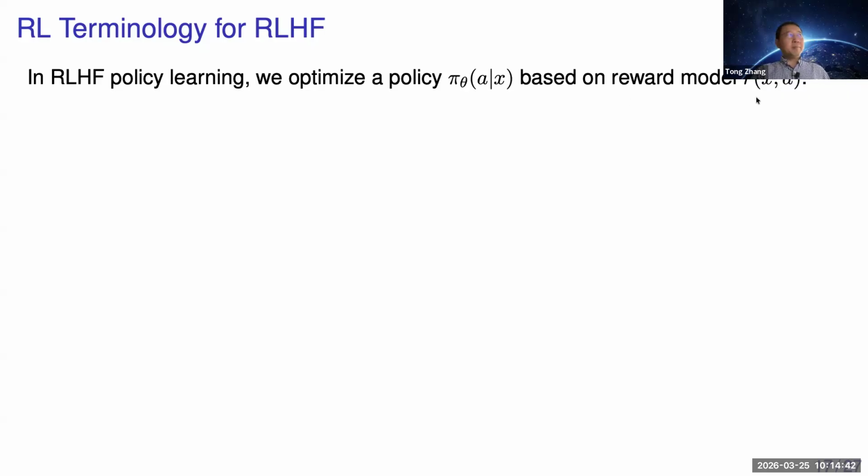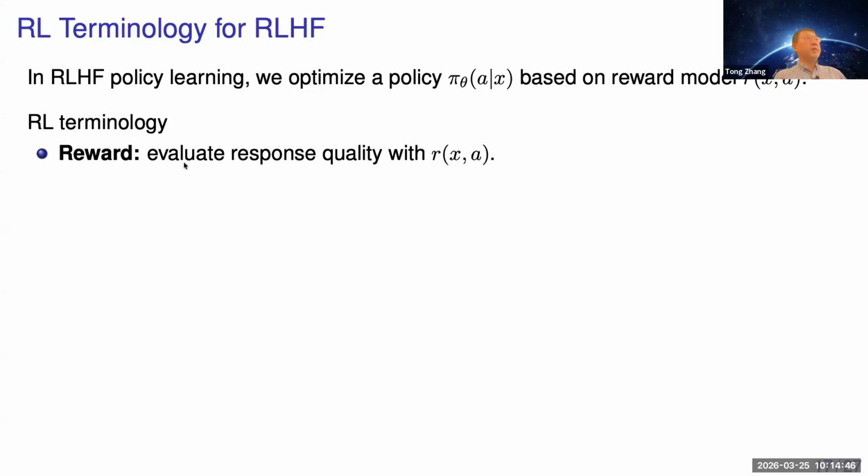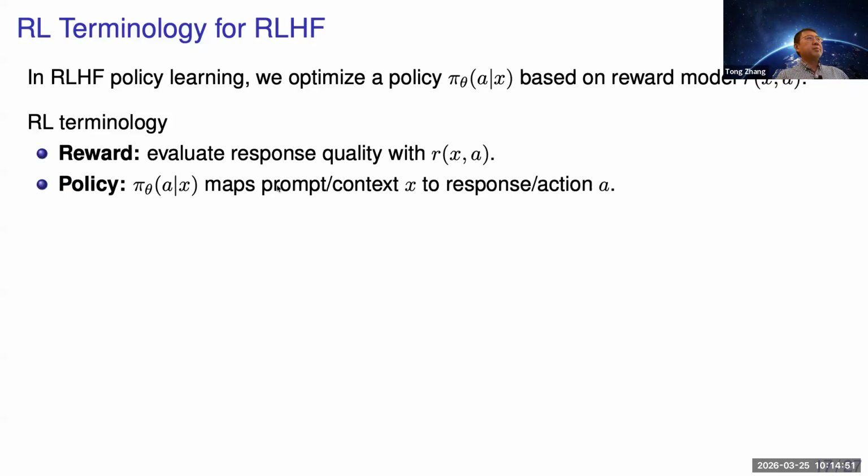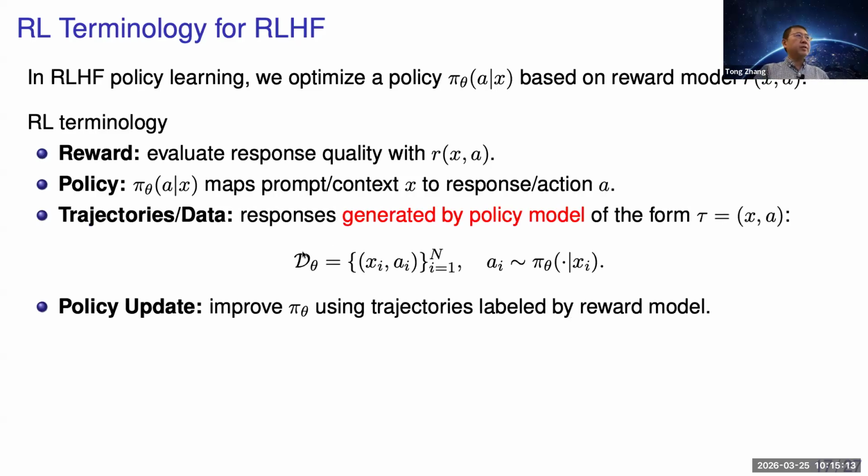RL means the following. Reward basically evaluates response quality, right? This one we know. Policy maps prompt text to response action, A. A in RL is always an action, but in our case maybe we call it answer or response. Essentially, this is your LLM. RL usually means action, so we're going by our terminology.